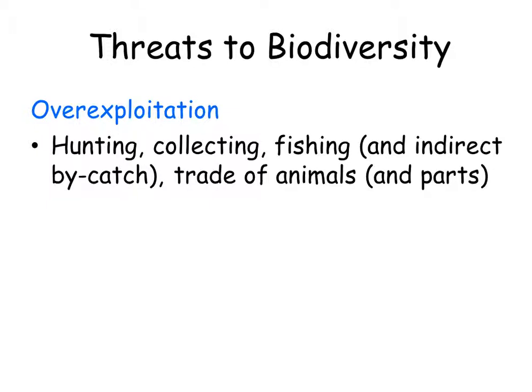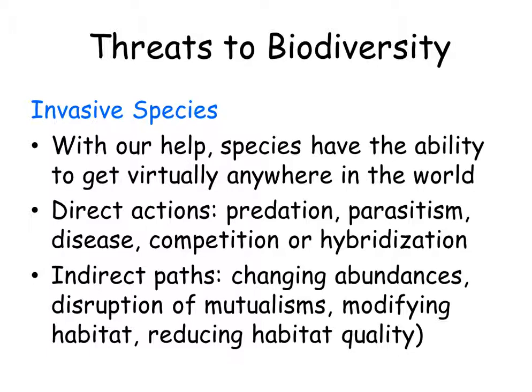Overexploitation is hunting, collecting, fishing, and indirect bycatch, and the trade of animals and parts. Invasive species: with our help, species have the ability to get virtually anywhere in the world. Direct actions are predation, parasitism, disease, competition, or hybridization. Indirect paths are changing abundances, disruption of mutualisms, modifying habitat, and reducing habitat quality.